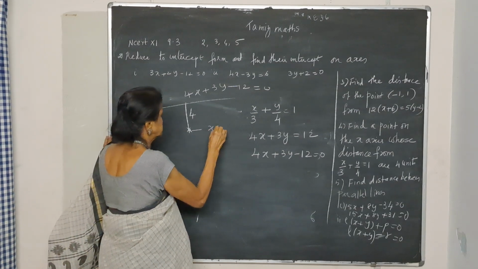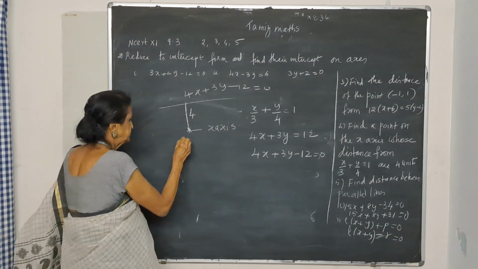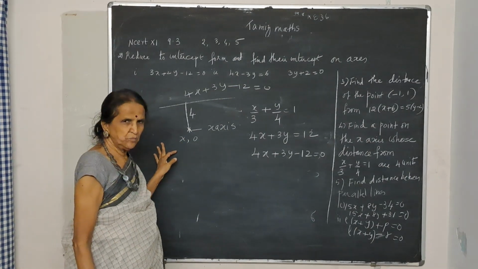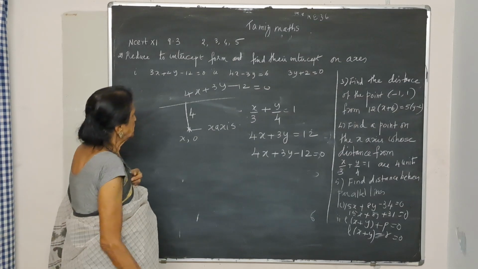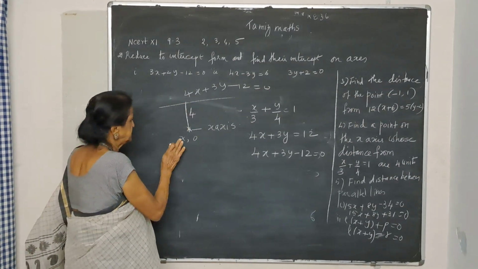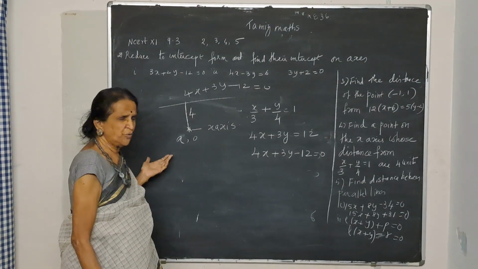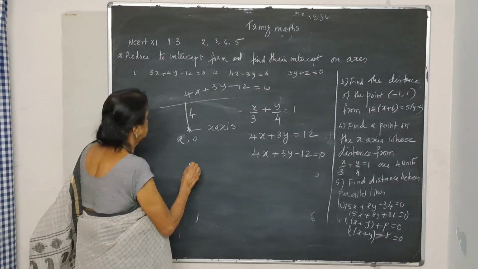A point on the x-axis will be like x and 0. The y coordinate will be 0. So this will be x and 0. Now what is this perpendicular distance? You can take it as a and 0, or x and 0, whatever you like. This perpendicular distance is a, x1.